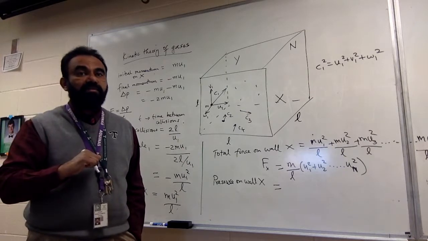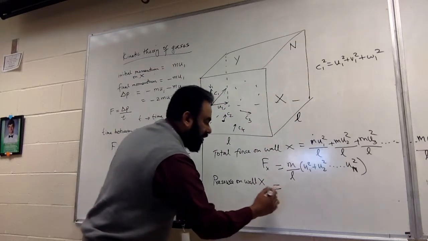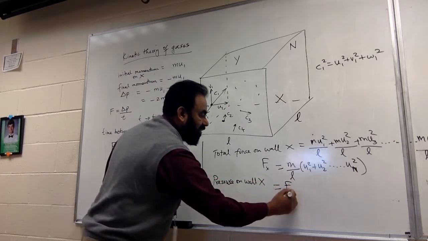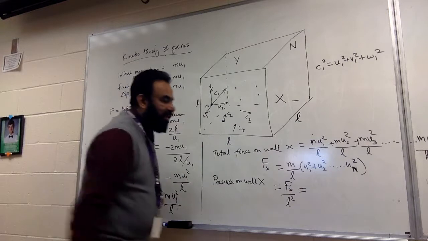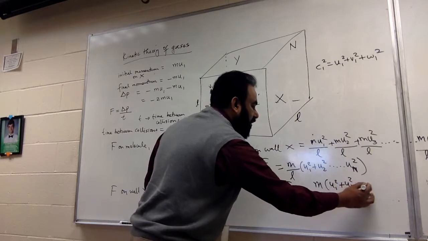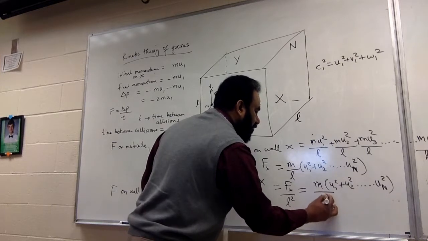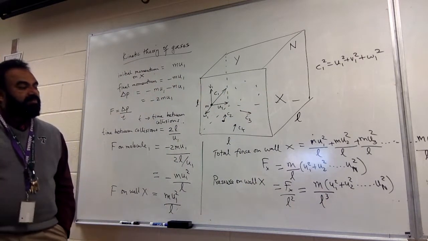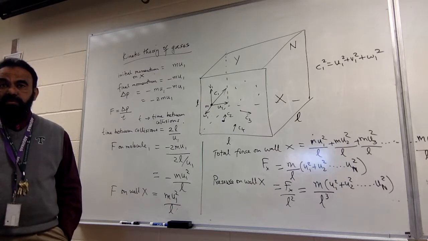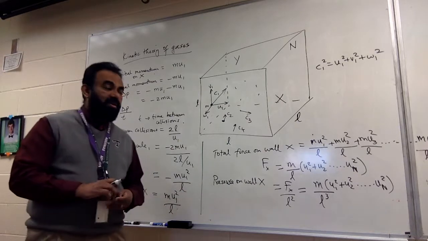L squared. The area of wall X is L squared, and therefore pressure on wall X is going to be Fx divided by L squared, and that will get you m times u1 square plus u2 square, etc., up to un square, divided by L cubed. What is m standing for? Mass of what? Of the molecule. Okay. So this is the pressure on wall X.